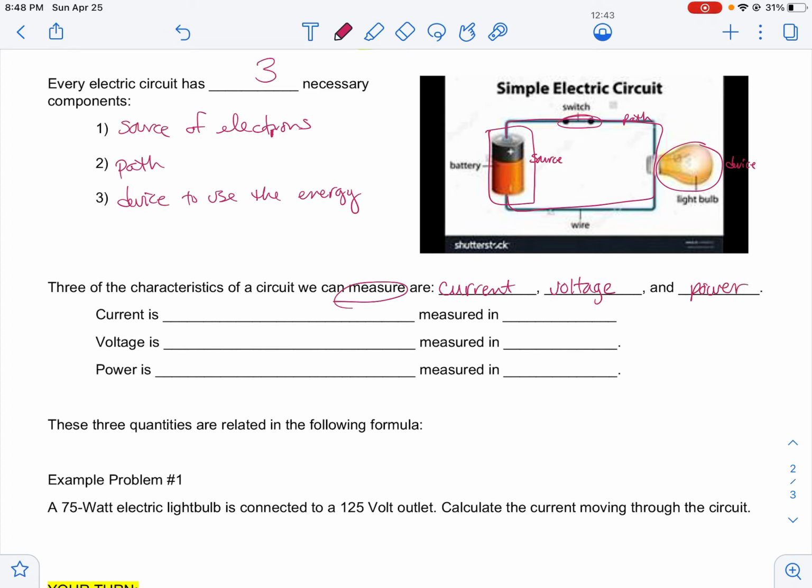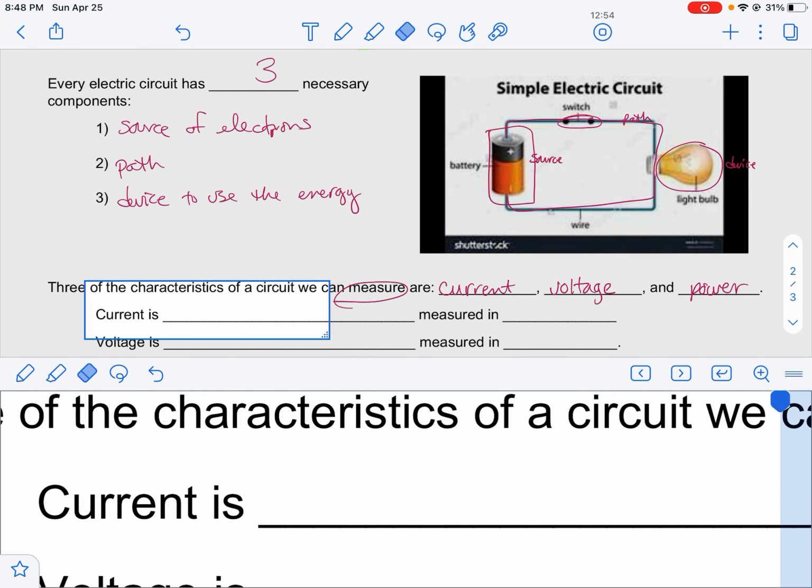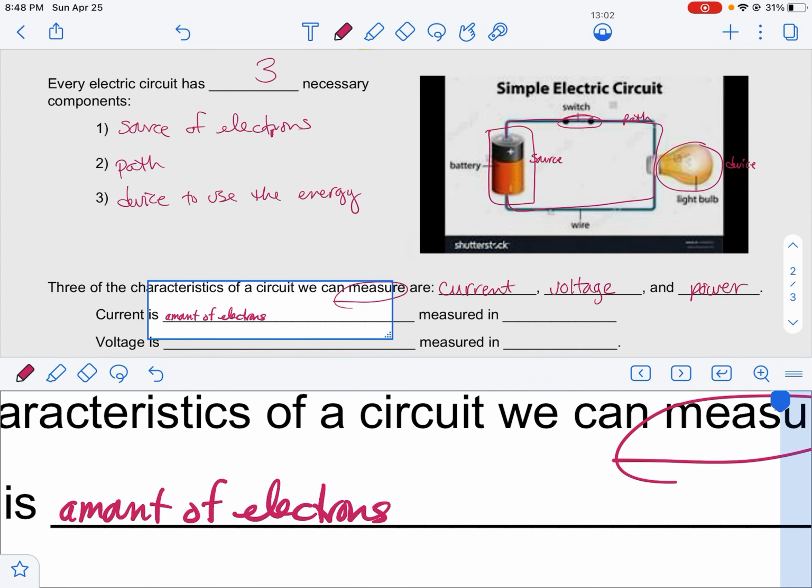Okay? So current is the amount of electrons. You know what? I should give myself a box, shouldn't I? Let's try that again. Amount of electrons in the circuit. We abbreviate that with an I, a capital I for current. I know that doesn't make any sense, but that's the way it goes. I'm not in control of that. And I apologize if that's going to be difficult for you to remember, but it's an I for current.